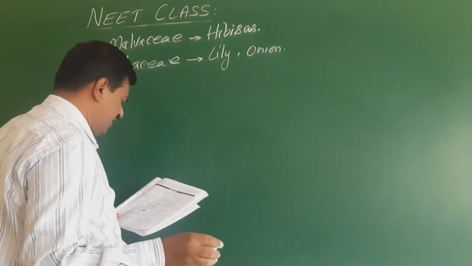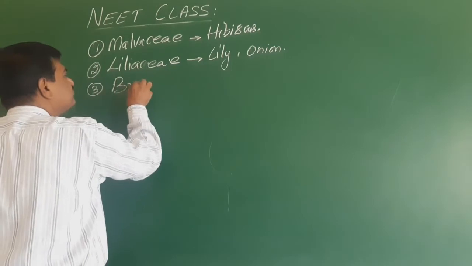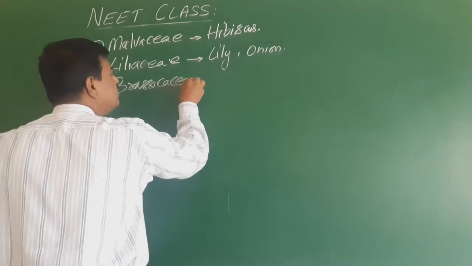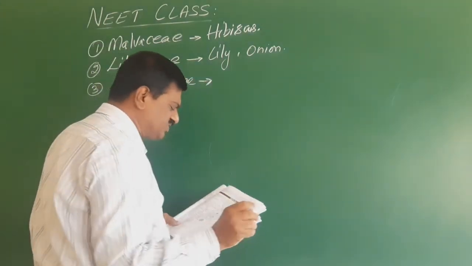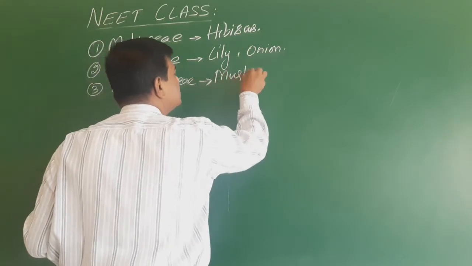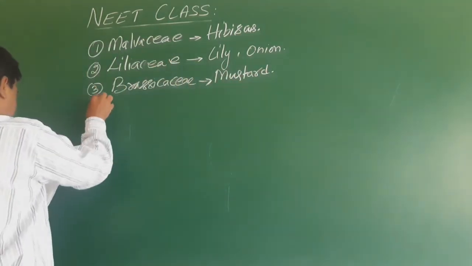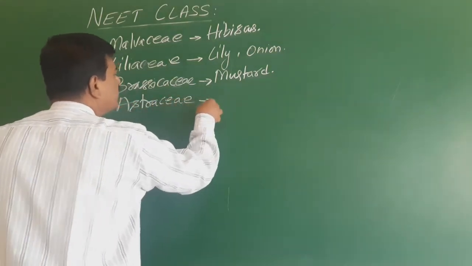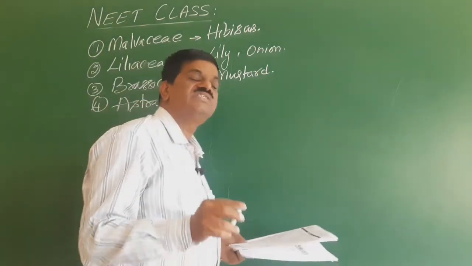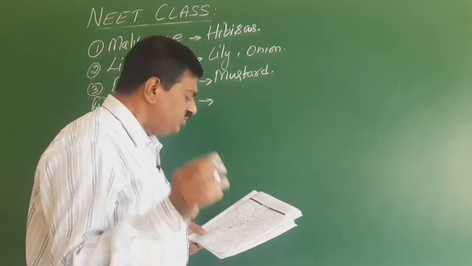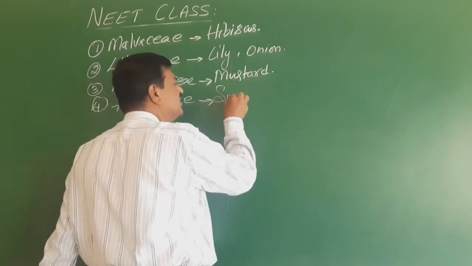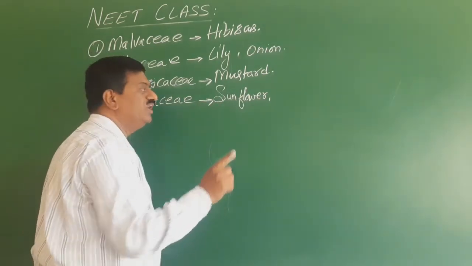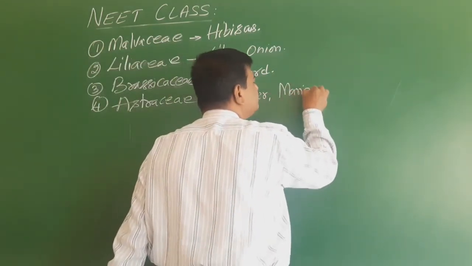The third one is called Brassicaceae. In this Brassicaceae, it is the mustard family. And the fourth option is called Asteraceae. Asteraceae is also called Compositae. Here we can see the examples are sunflower, marigold.